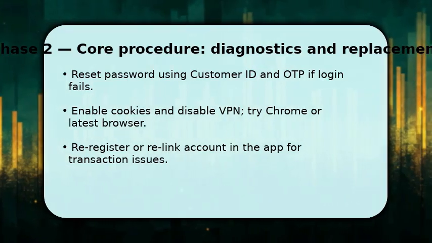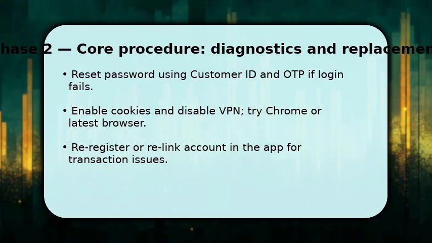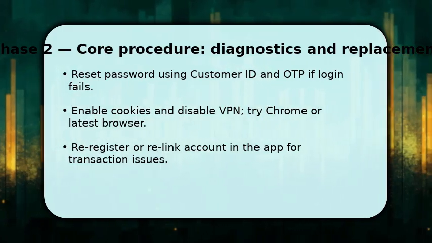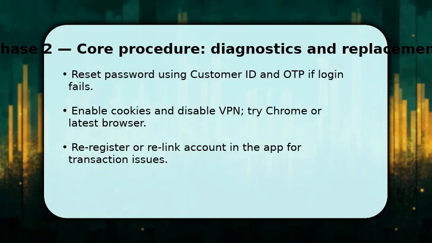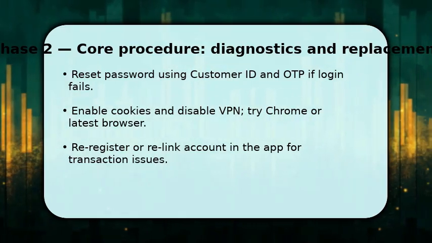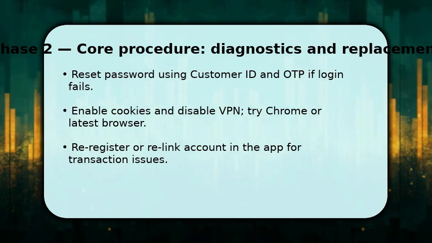For transaction problems, check beneficiary activation and re-register the beneficiary. Relink your device in the app by generating a new IPIN or MPIN. These actions resolve most authentication and payment failures.